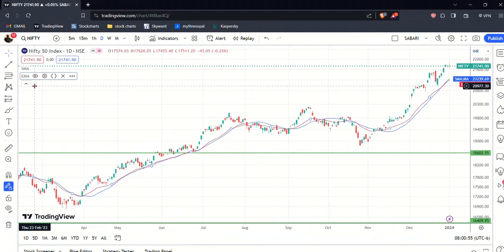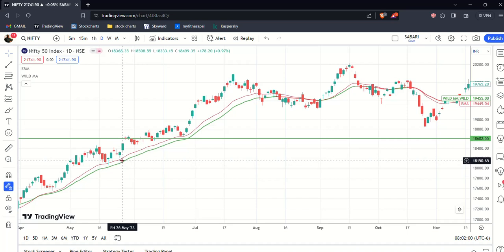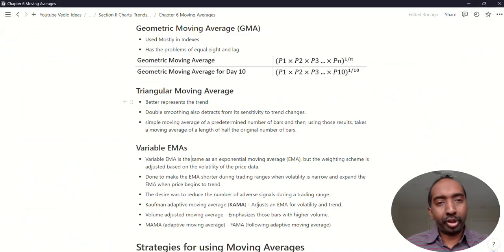Let us add the Wilder moving average. The red one is the exponential moving average. The green one is the Wilder moving average. Most commonly used moving averages are simple moving average SMA, exponential moving average EMA, and, at worst, we use the Wilder moving average. There are a few more moving averages we should be aware of as per our theory.